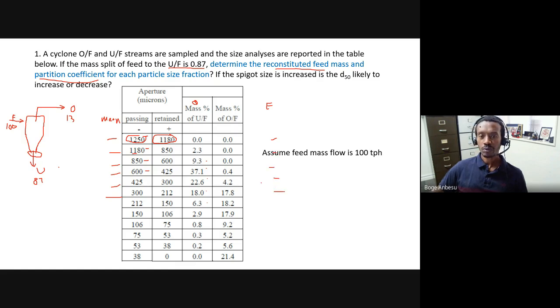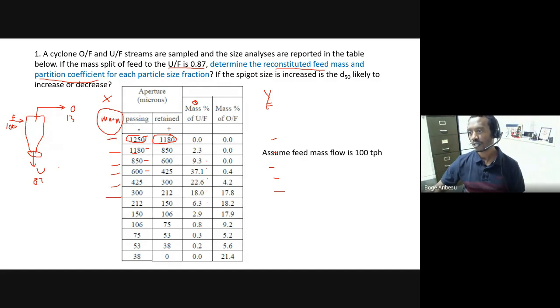And then when I plot, what I'm plotting is mean particle size on the x-axis and partition coefficient on the y-axis. So as long as you have the sieves and the size is given here, you should be able to calculate the mean by just taking the average. Average of those two: just add them, divide by 2, and that should be the mean for that particular size.